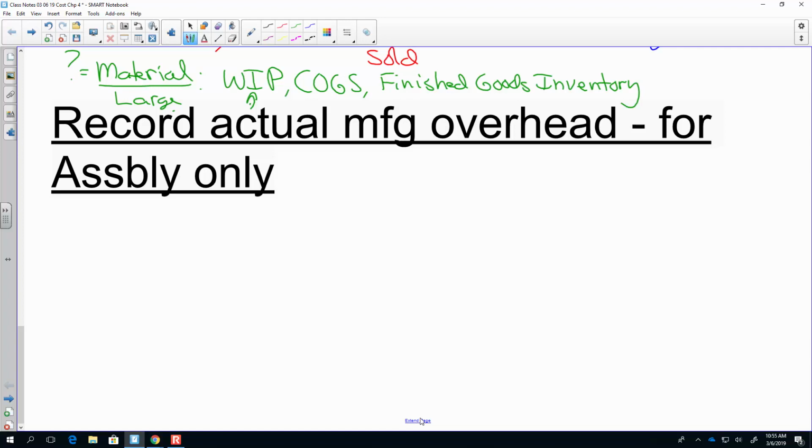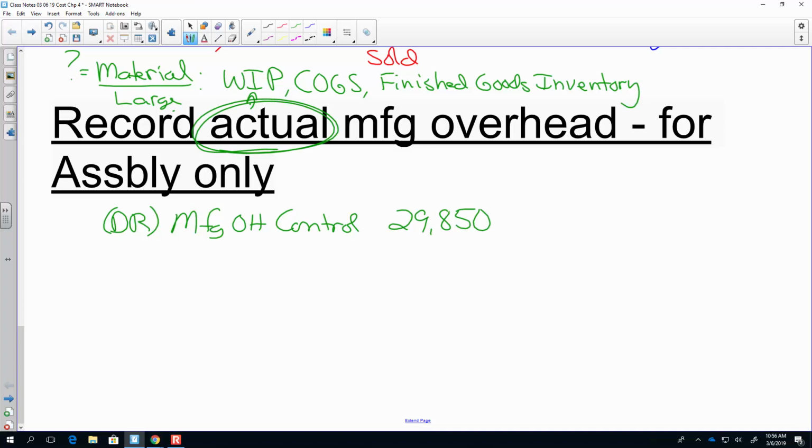Record the actual overhead for the assembly. Now, that is a debit entry to manufacturing overhead control. The amount for assembly, $29,850. So I'm just following what I did on the T account. This is the actual overhead. Where's the word actual? Actual overhead entry.